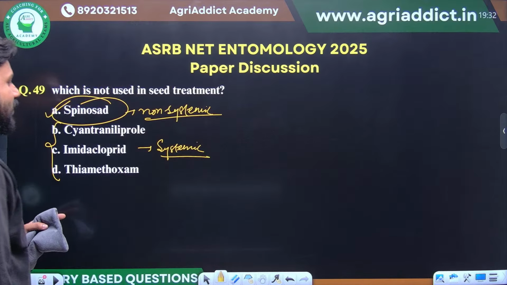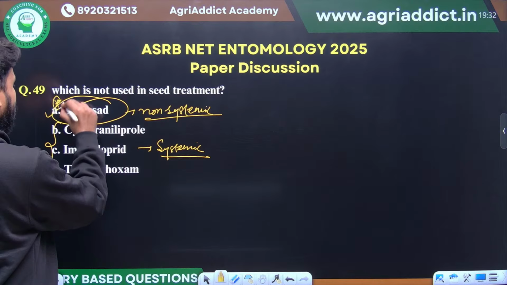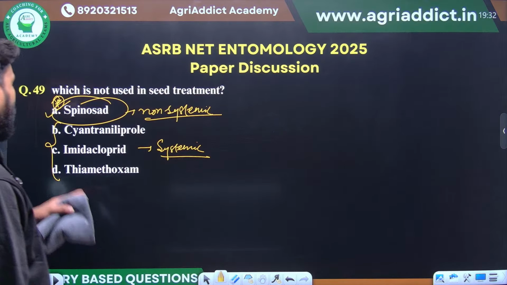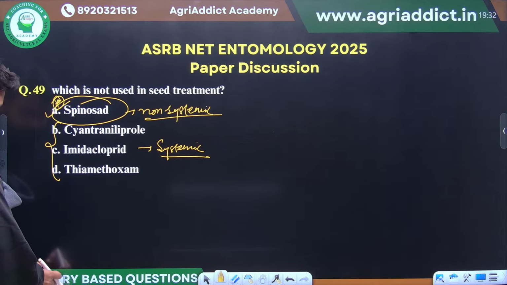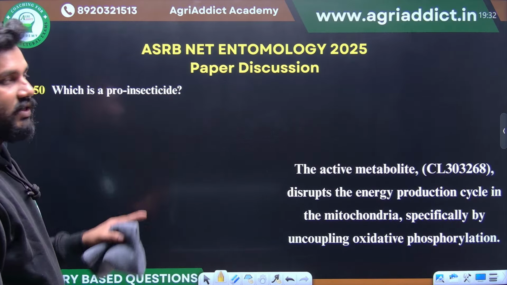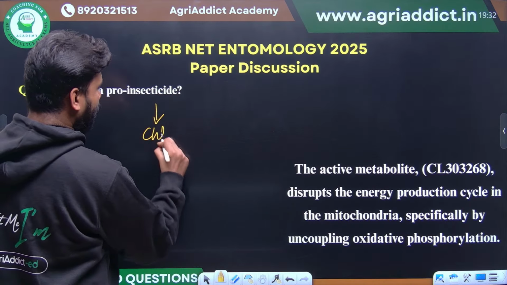But in some literature, if you check, somewhere they are saying that spinosad is also used for seed treatment. So the best probable answer will be spinosad for this case. Next question is, which is pro-insecticide? The answer will be chlorfenapyr.